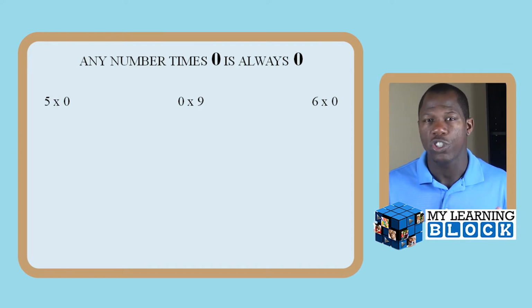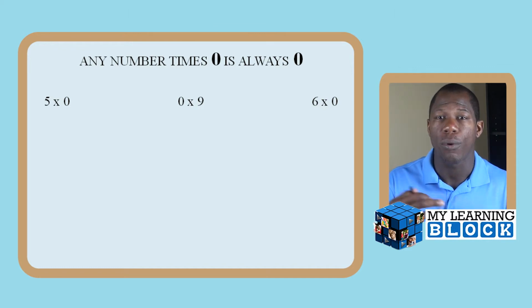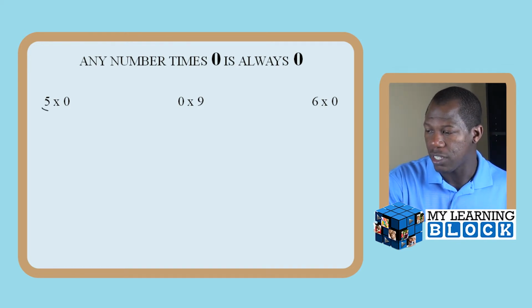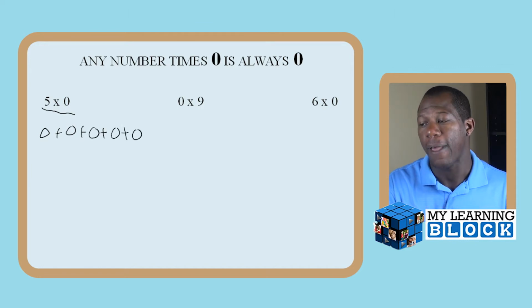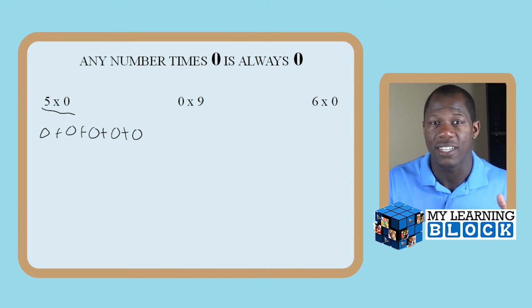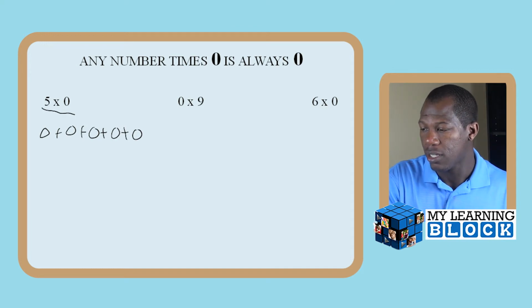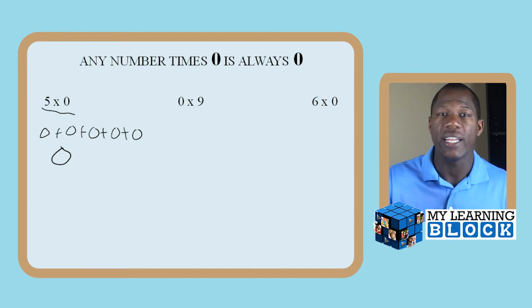Now, another way you can show this, and a way that your teacher is showing your child these facts, is by grouping the numbers or by repeated addition. And so if you look at the problem, 5 times 0, right? That's like saying 0 plus 0 plus 0 plus 0 plus 0. Now, even though you've added 0 5 times, your answer is still going to be 0, right? Because all you're doing is just repeating that addition.